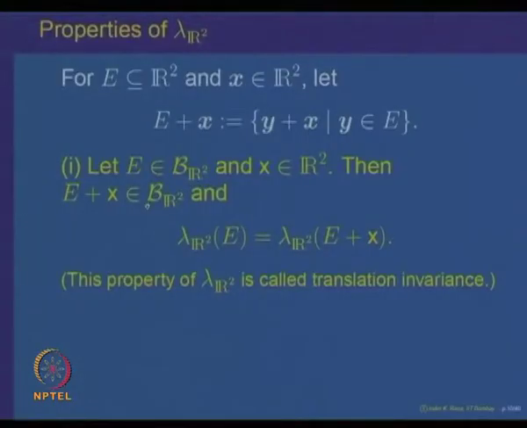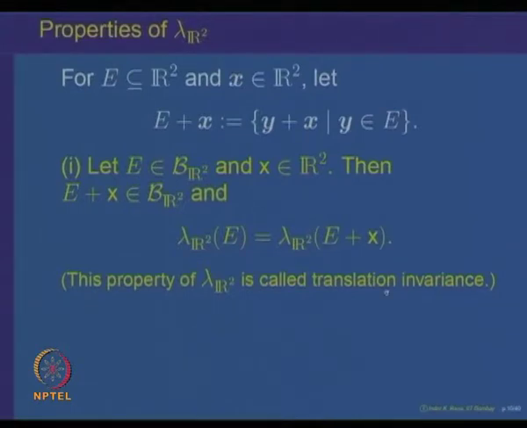So, what we have shown is that the Lebesgue measure is a measure on the plane which has the property that for every Borel set E, its translate is also a Borel set, and the Lebesgue measure of the translated set is equal to the Lebesgue measure of the original set. So, this is called the translation invariance property of the Lebesgue measure on the plane.